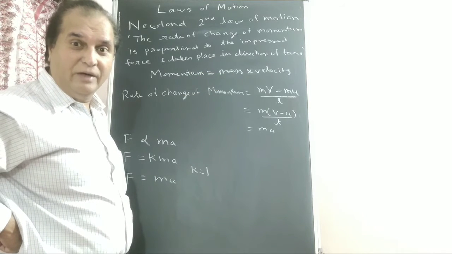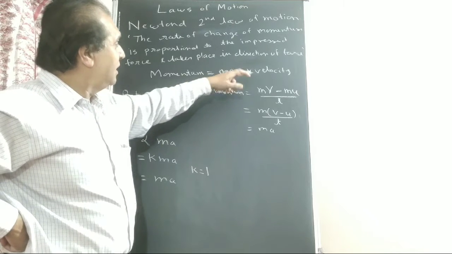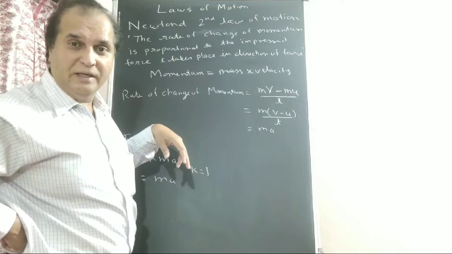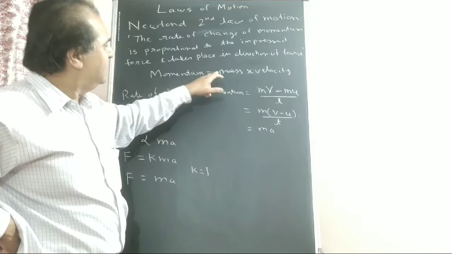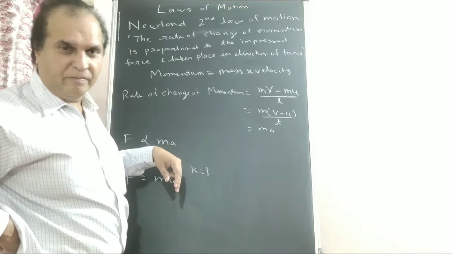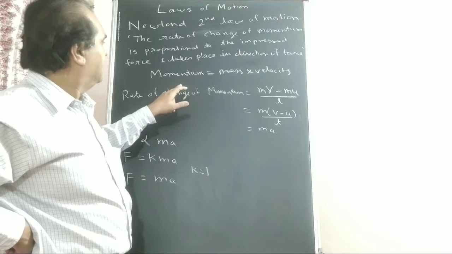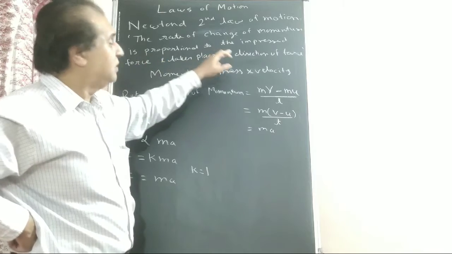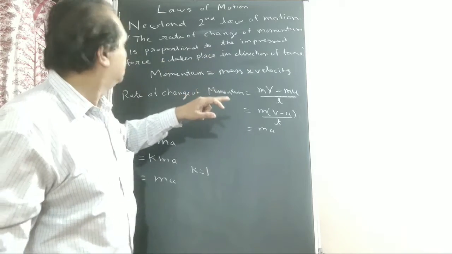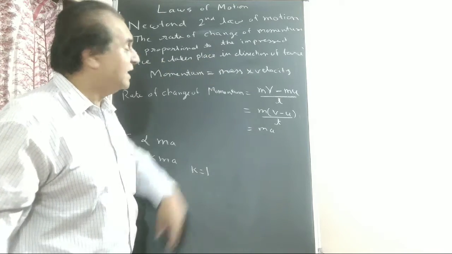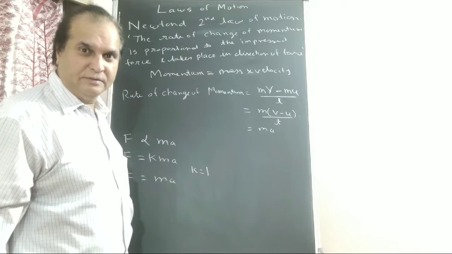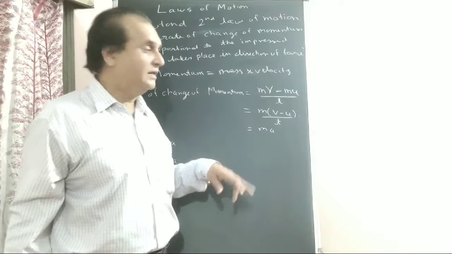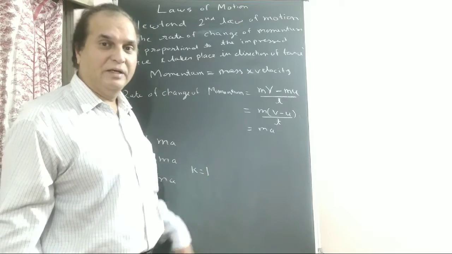Understanding? Mass and velocity. So if both are high, momentum is high. If both are low, momentum is low. One thing should be high. Okay, momentum, I am explaining to you. And that change of momentum is proportional to the impressed force and takes place in the direction of the force.